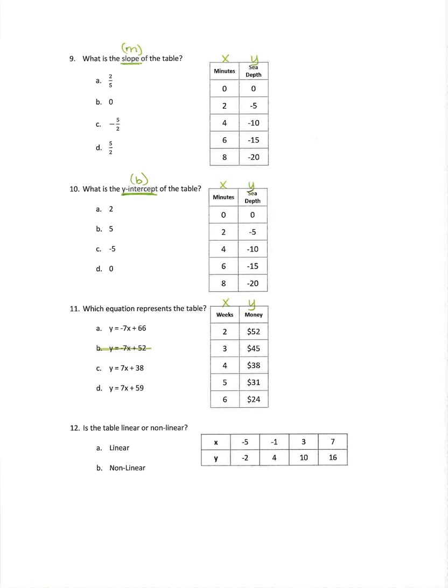Number 10, what is the y-intercept, or b, of the table? A, 2, B, 5, C, -5, or D, 0. Number 11, which equation represents the table? A, y equals -x plus 66.